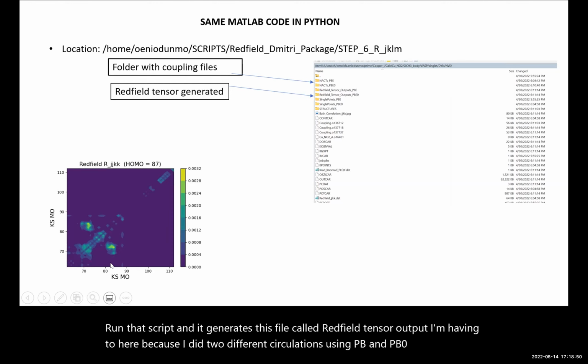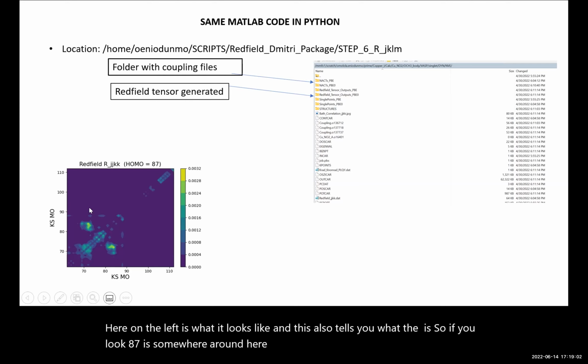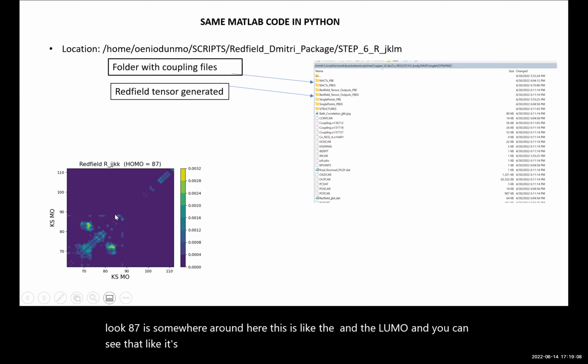So here on the left is what it looks like. And this also tells you what the HOMO is. So if you look, 87 is somewhere around here. This is the HOMO and the LUMO. And you can see that it's strongly coupled. It's showing this intensity here, just like the previous image. Yeah, that's all.